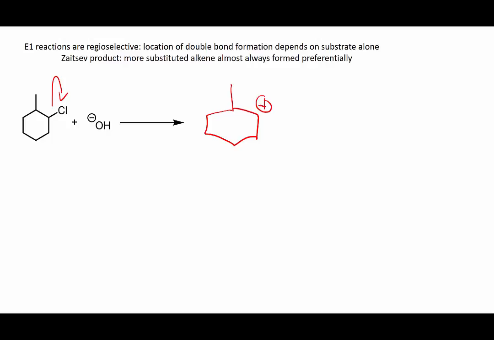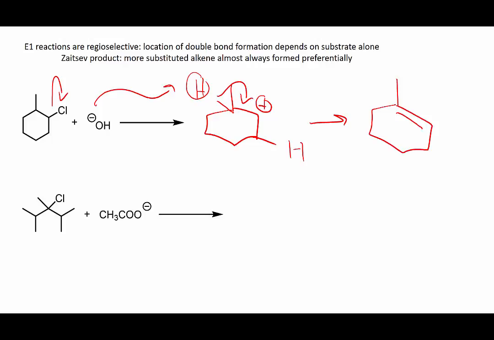Then we would abstract a proton from the beta site. There are two beta sites. One is here, one is here, but we're going to remove the hydrogen that will give us the most substituted double bond, which will be this one here. So our base will come in, grab that, form our new double bond to give us the more substituted Zaitsev product.